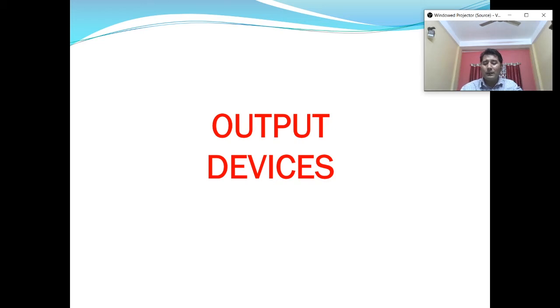So in this video we will discuss different types of output devices that are used to display the data that we entered into the computer after processing, and this data can be displayed in the form of an output or a result through different output devices. So let us begin.